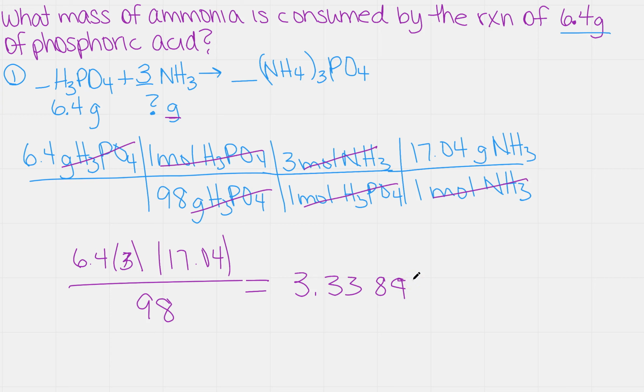But I need to have significant figures. So I go back to the original up here, and it says 6.4, so there's only 2. I come to the second one, I go to the right one. It's less than 5, so my answer should be 3.3 grams of N, well, that doesn't even look like an N, of NH3.